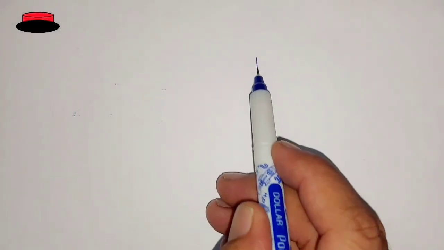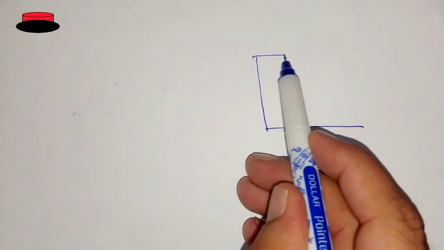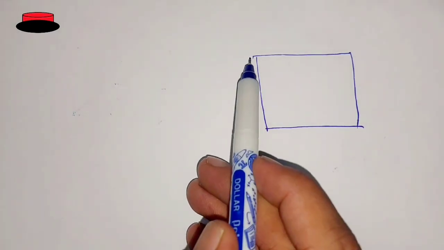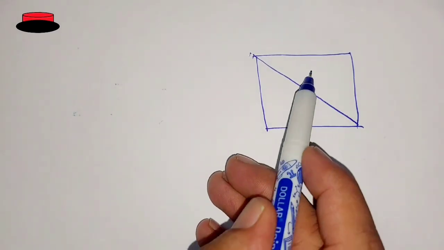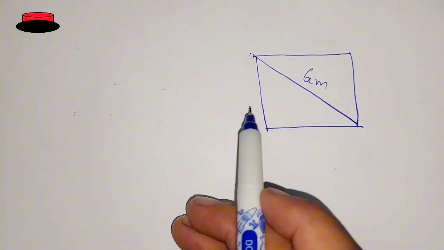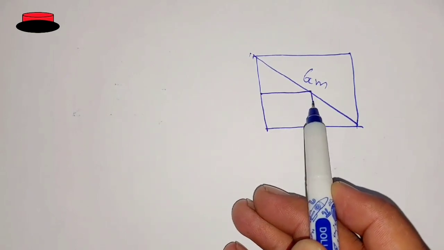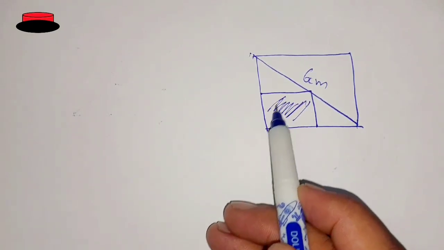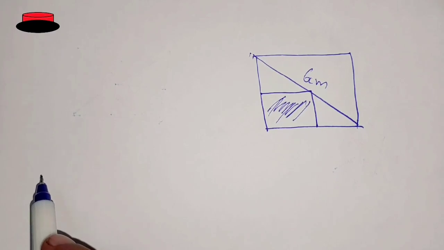In this video, let's suppose we have this figure. This is the square and this is the diagonal in the square. The length of the diagonal is 6 centimeters and there is another square inside this square. We have to find out the area of this small square.